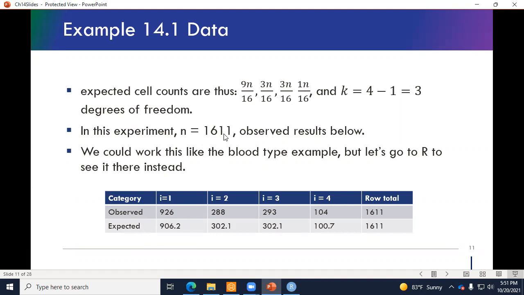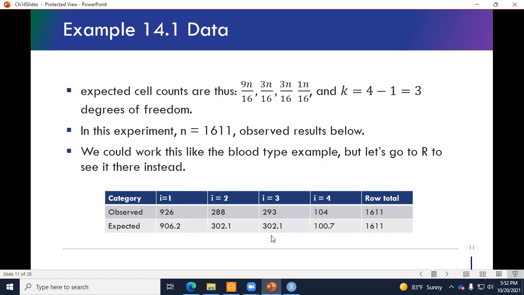N equal to 16, 11. And this is the observed value given to you. This is the data given to you. We will do this example in R. So, we have this data given to you, and we calculated the expected counts on our own by this.